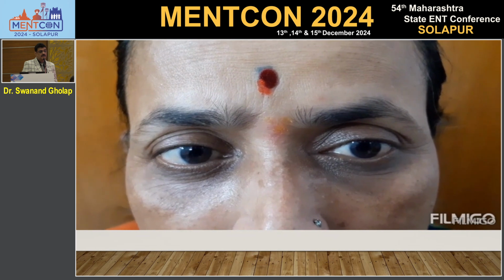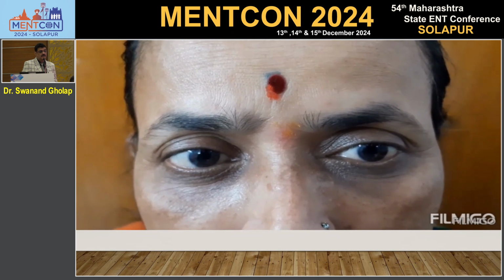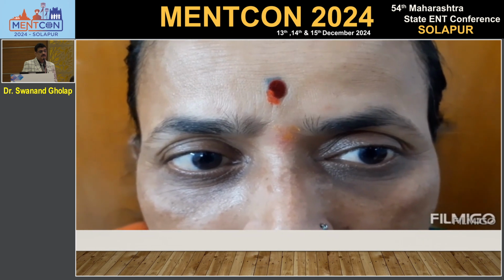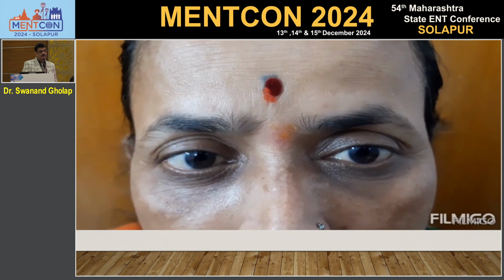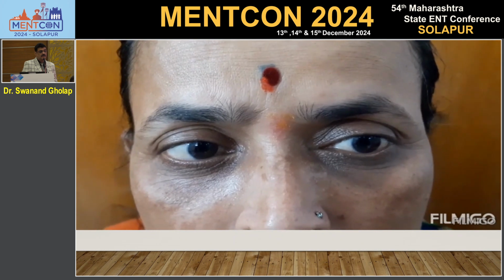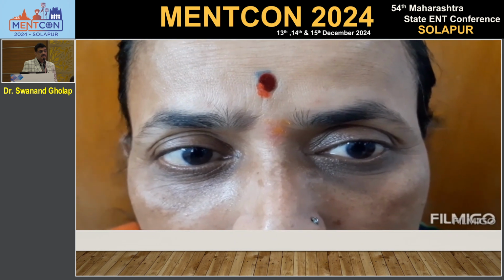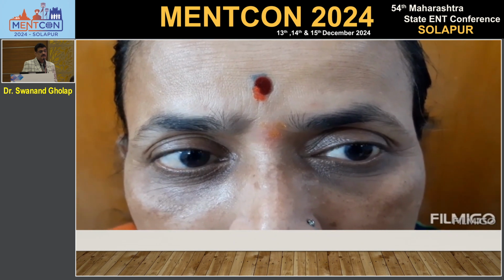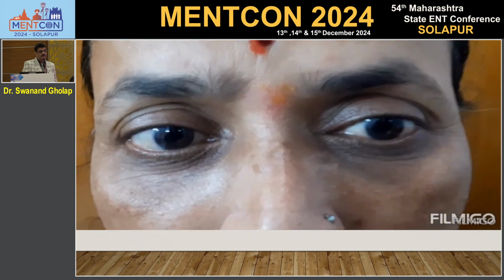This lady has come with a left ear tinnitus, and on examination of nystagmus, you can observe the spontaneous nystagmus, which is a left beating nystagmus, where the fast component is on the left side and the slow component on the right side. You can very well observe it.